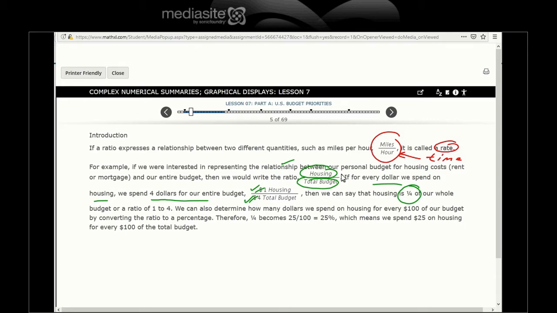Now we can also take this 1/4 and multiply both the top and the bottom by 25. 1 times 25 is 25, 4 times 25 is 100, and of course 100 is the magic number for a percentage denominator. So basically 1/4 is 25%. So for every $100 of budget we have, 25 will be spent on housing.